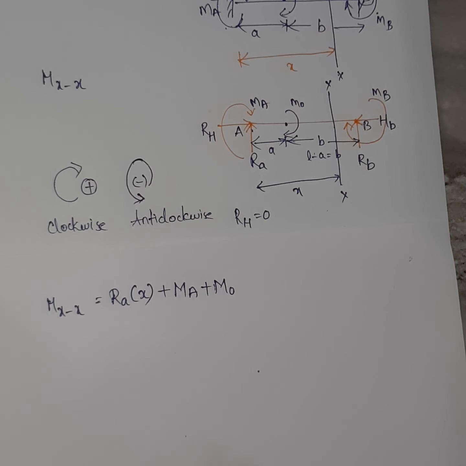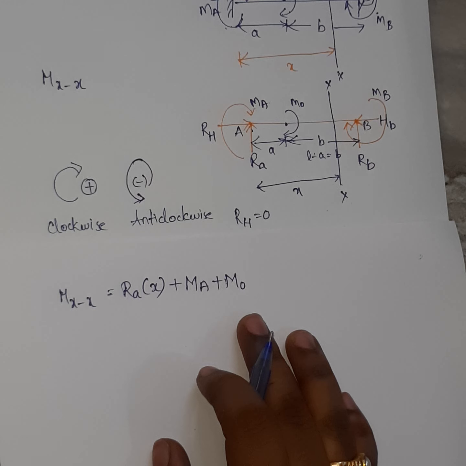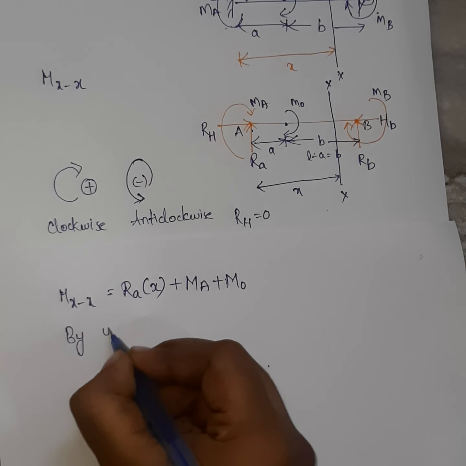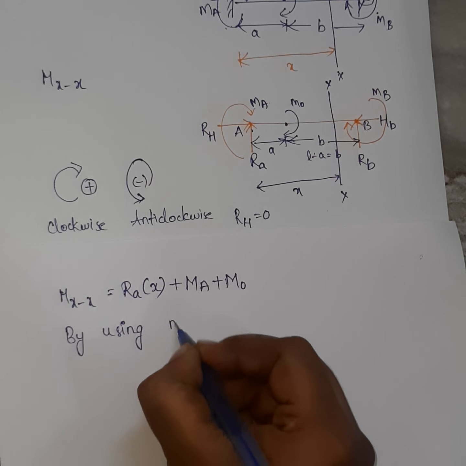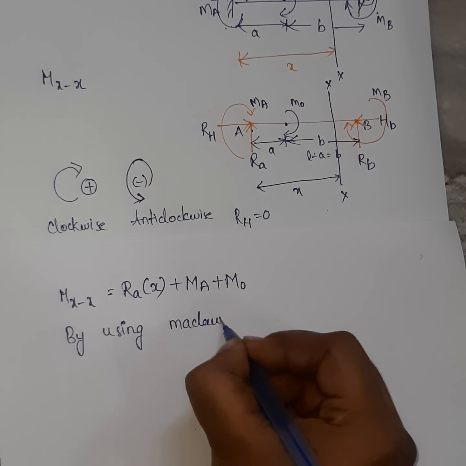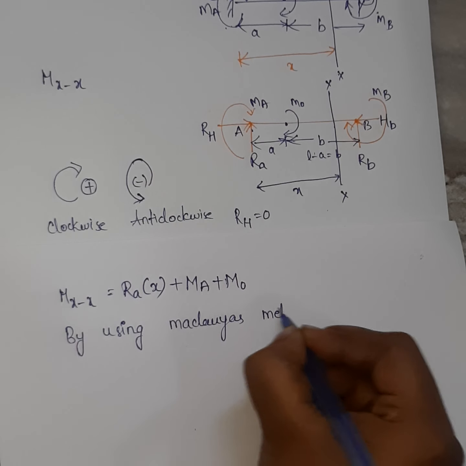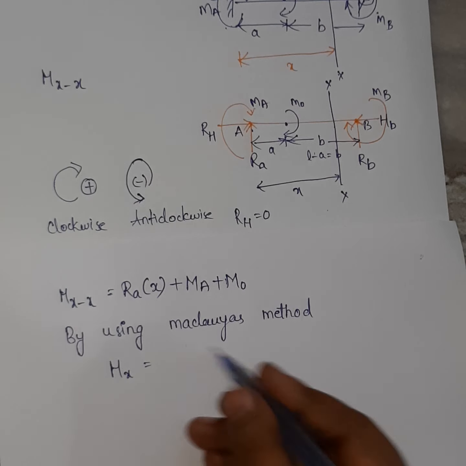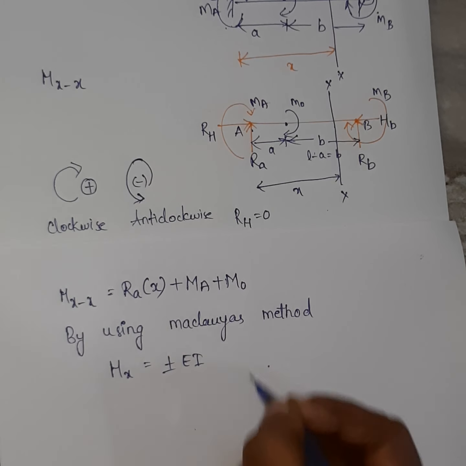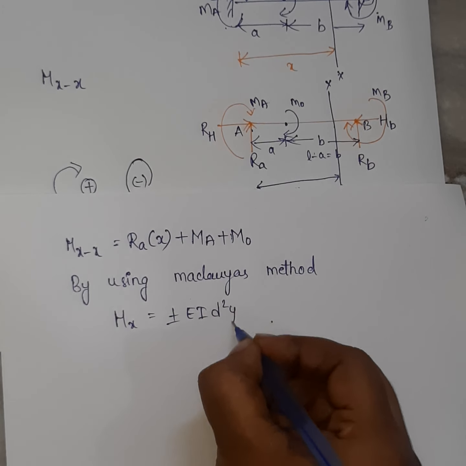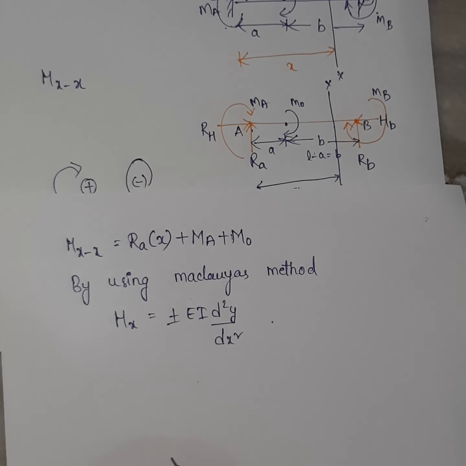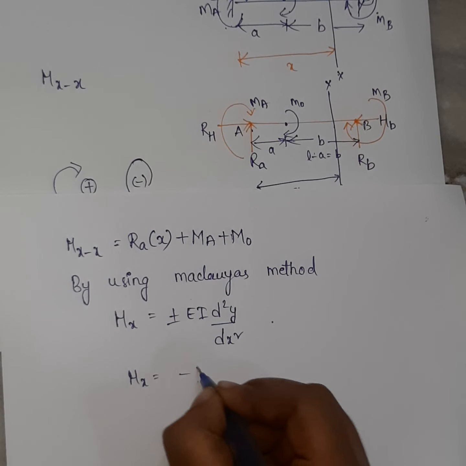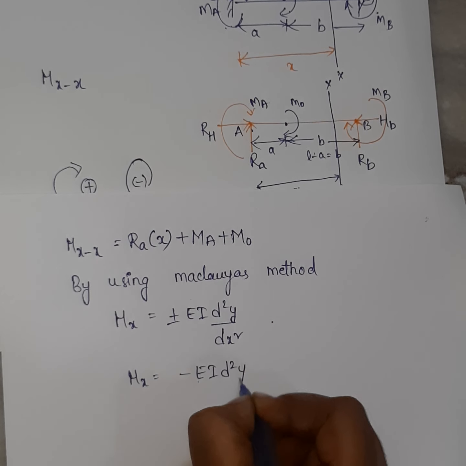Okay, so this is my moment at section XX. By using Macaulay's method, what will we know? Moment at some section is equal to plus or minus EI d square y by dx square. For solving this, I am taking it as Mx is equal to minus EI d square y by dx square.